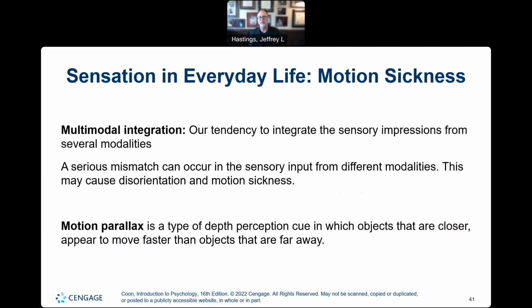And so there's a motion paradox. What's the definition? It's a type of depth perception cue in which objects that are closer appear to move faster than objects that are far away. That's where there's a problem with our vision, when we're taking in that information, that as they become closer, they seem like they're going a lot faster. When you see a car coming toward us, it looks like it's moving slow, but when it comes by us, it's very, very fast. That's that motion paradox.